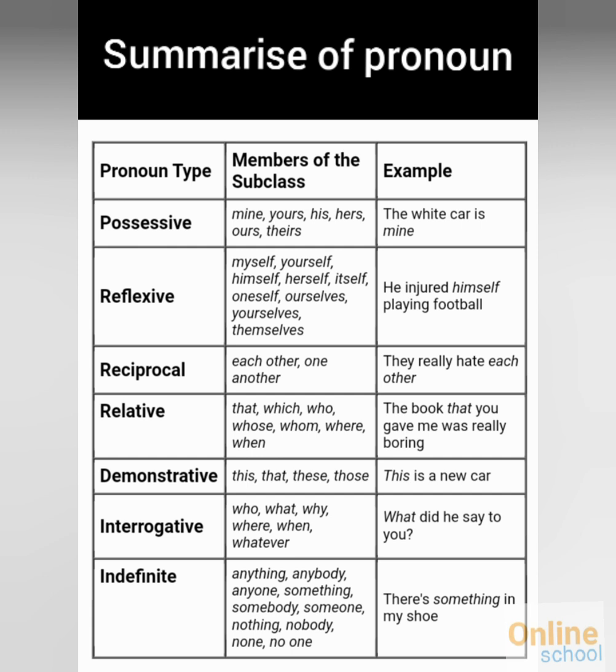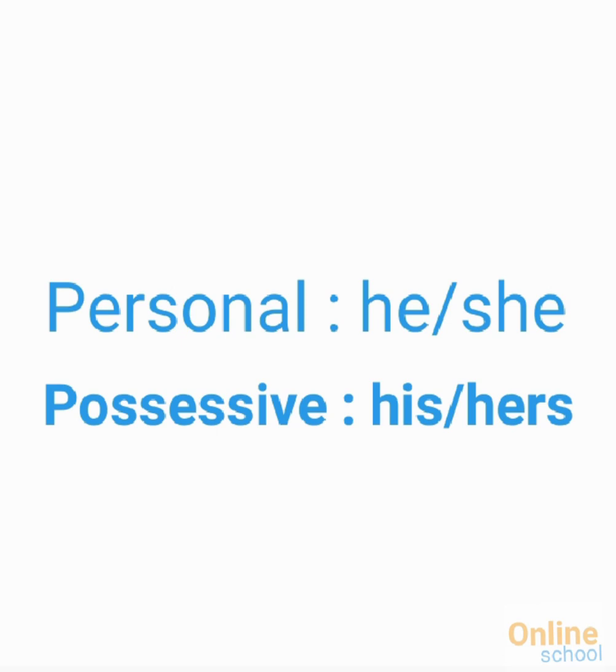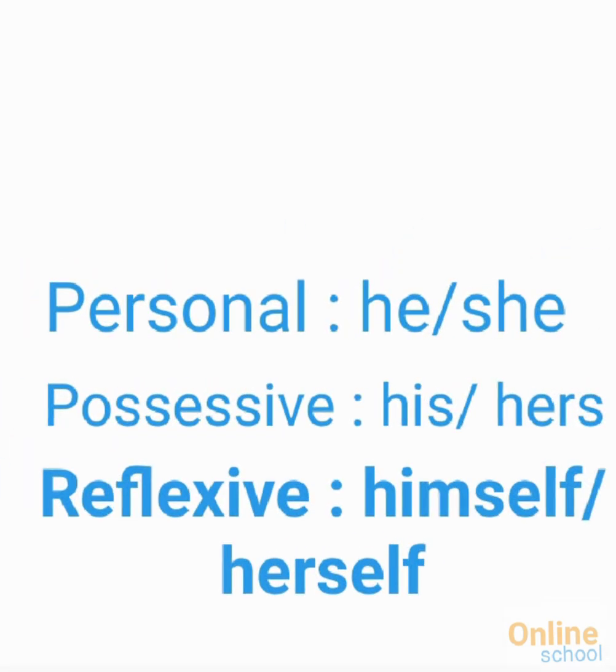Case and number distinction do not apply to all pronoun types. In fact, they apply only to personal pronouns, possessive pronouns, and reflexive pronouns. It is only in these types too that gender differences are seen, as in personal pronoun he or she, in possessive pronoun his or hers, in reflexive pronoun himself or herself. All other types are unvarying in their form.